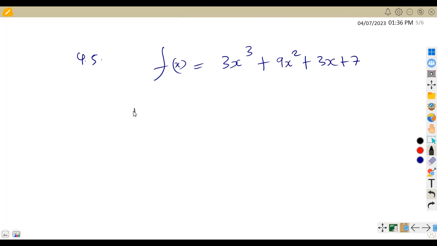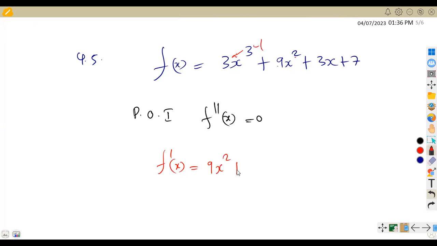So for point of inflection, we are saying the second derivative with respect to x must be equal to 0. So that means we are supposed to work the first derivative with respect to x, which is going to be 3 times 3, that's 9x squared, we subtract 1.